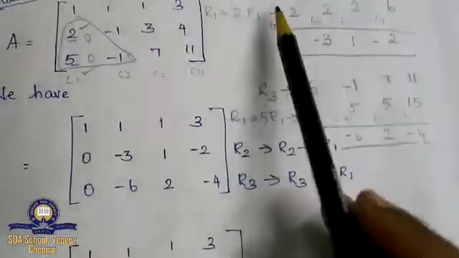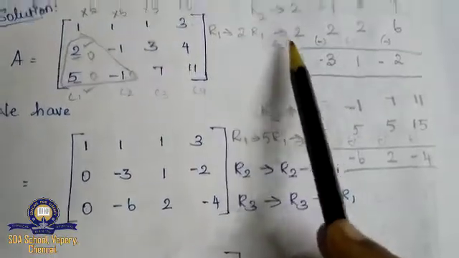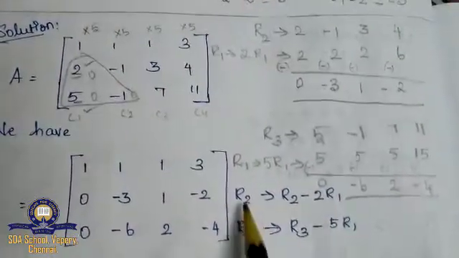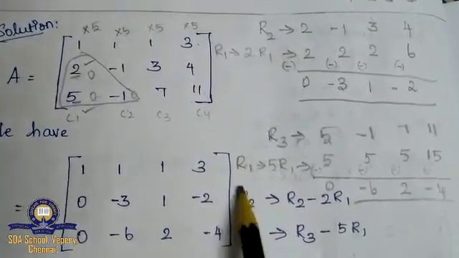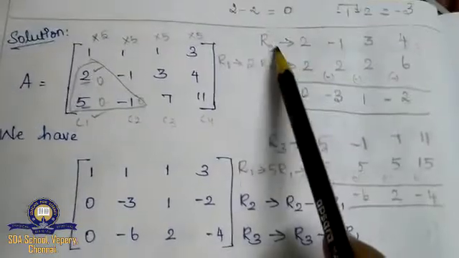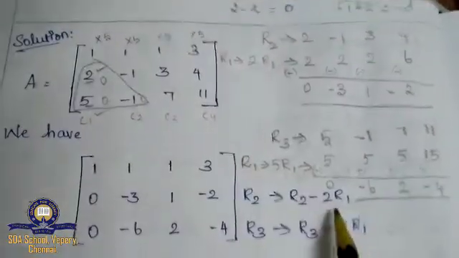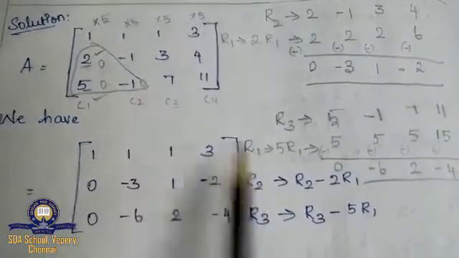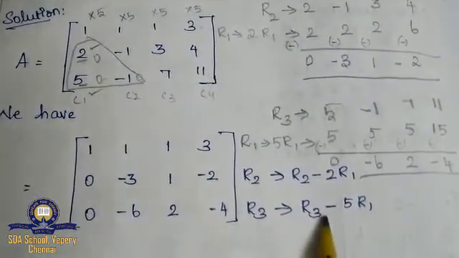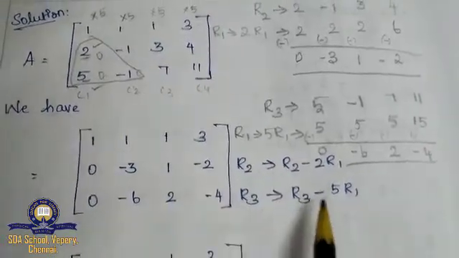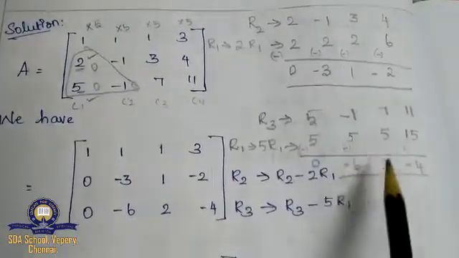Okay, so what are the values you're going to write here? So what I did first, R2: how I made the new element, it is R2 minus 2R1. So I've written R2 minus 2R1 here. And similarly for R3, what have you done here? R3 gives me R3 minus 5R1. This is my new element. So I've written it like this, because these are the things we have done here, right?